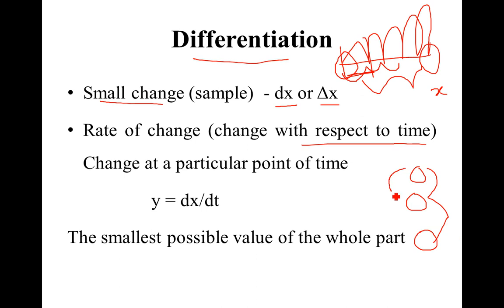For the small time interval, I am going to check the value of small change, which is called as the dx. So this rate of change is called as the differentiation value. Rate of change is nothing but change with respect to time. That is, change with respect to time, which is my function y. So it is y equal to the small change value with respect to the small time value, which is dx by dt. That is the smallest possible value of the whole part.